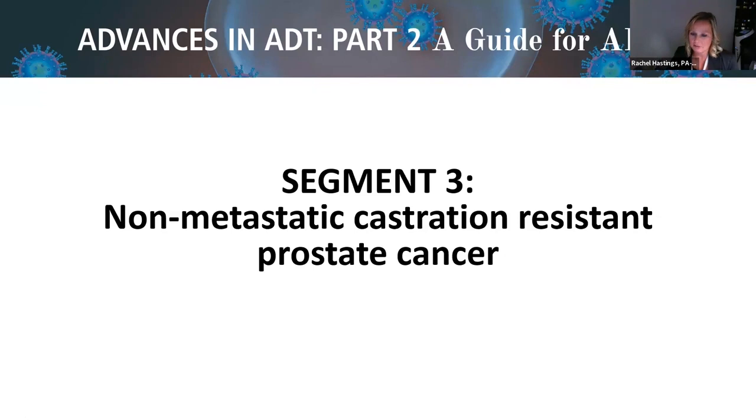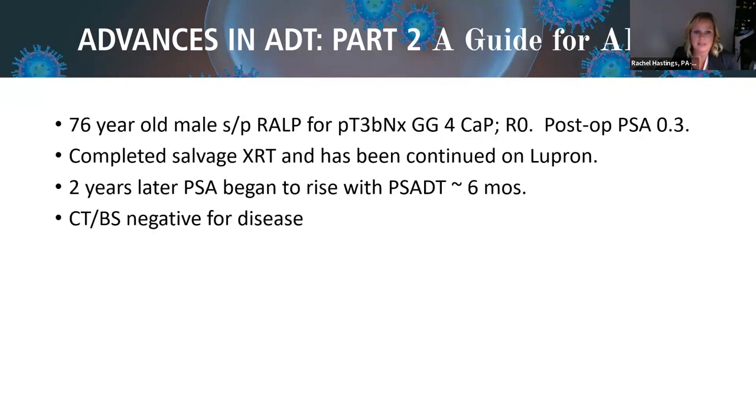In the interest of time, we need to move on to our next patient, our next segment. This patient is a 76-year-old male. He had a prostatectomy revealing higher risk disease. His post-op PSA remained detectable at 0.3. He completed radiation and remained on ADT. And nearly 2 years later, his PSA began to rise with a PSA doubling time of about 6 months, conventional imaging negative.